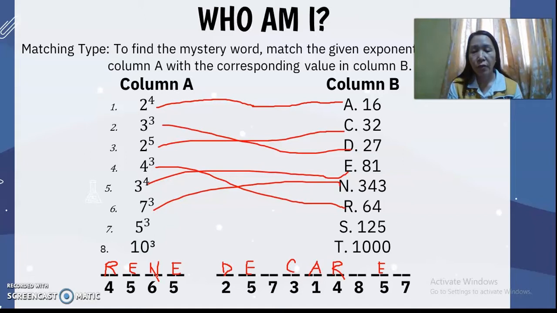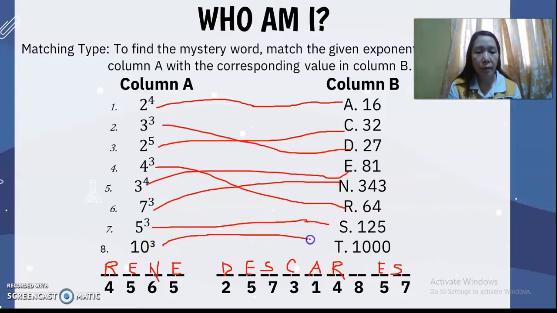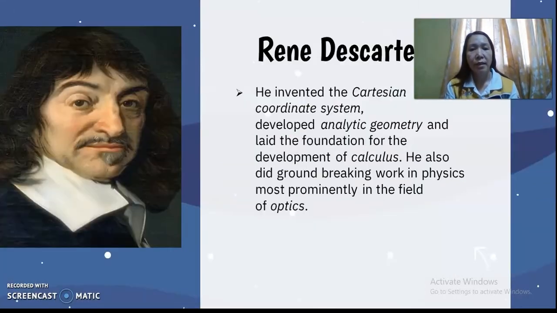Next, number 7. 5 raised to 3 means 5 times 5 times 5, which is 125, and that is letter S. So number 7, letter S. We have 2 7s here. Last one, number 8. 10 raised to 3 means 10 times 10 is 100, times 10 again is 1000, so T. So, who am I? That is Rene Descartes.